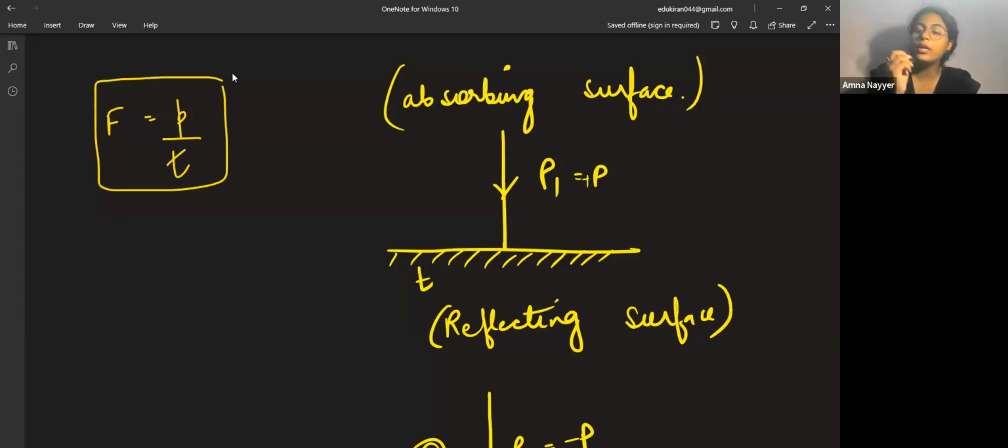Now, when you are going to calculate the net momentum, see, this is an absorbing surface. There is a reflecting surface. So when this is the initial condition, this is the first condition. An electromagnetic wave has struck the surface. This has struck your absorbing surface. So initial momentum is P. P1 I have chosen. This is the initial momentum P. Then what happens?